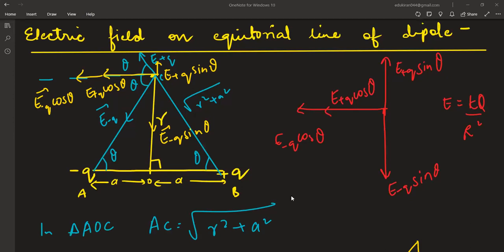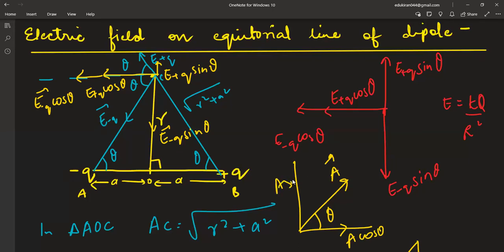See, resolution of vectors occur in this manner. This is a vector A. If this is theta, so the axis with which the angle is made, see, the angle is not made here, the angle is made here. That becomes cos theta. And now the axis which is perpendicularly left, that becomes sine theta.